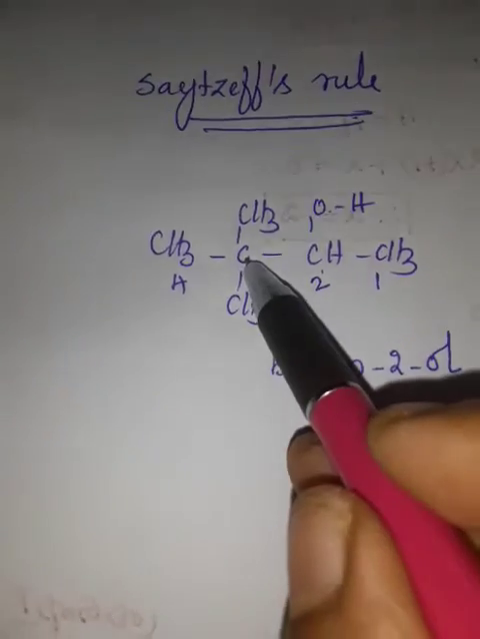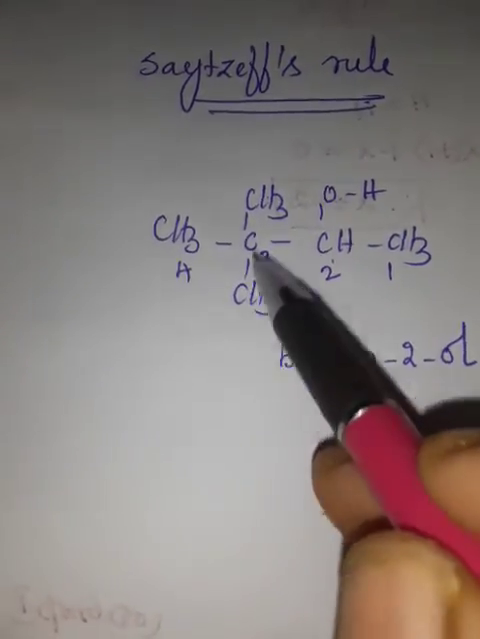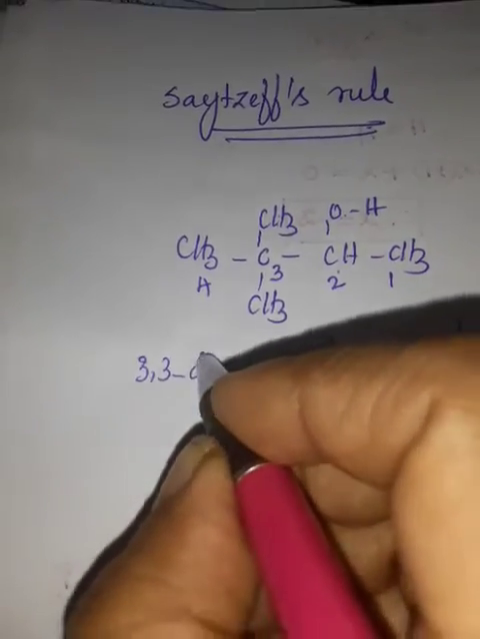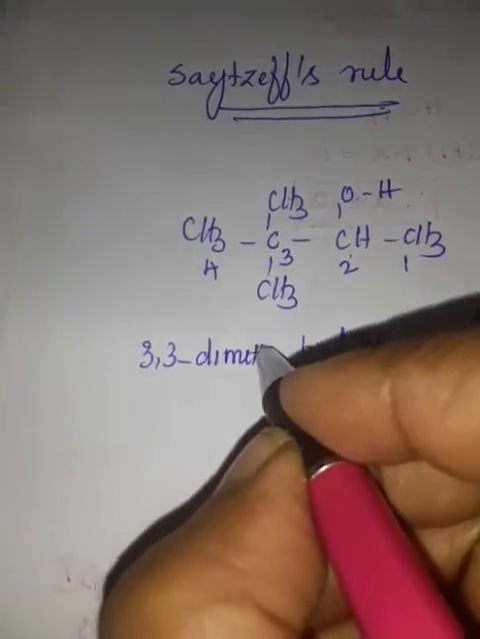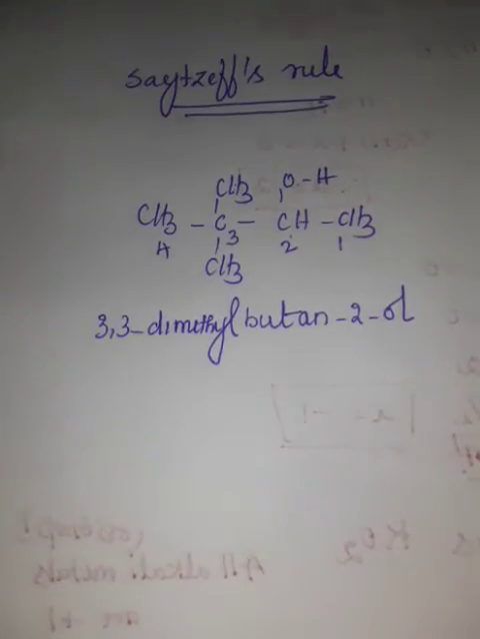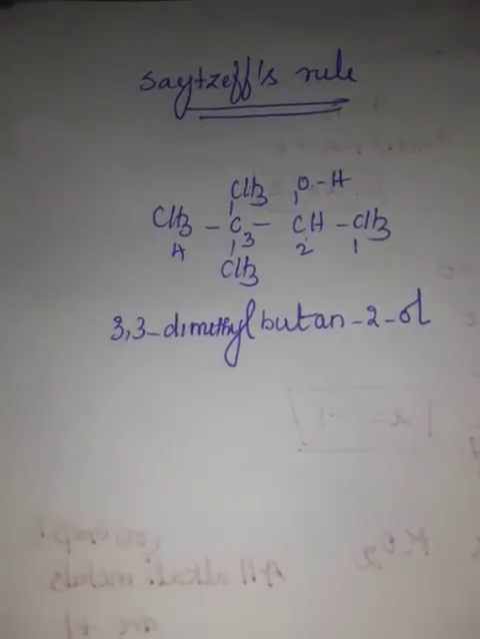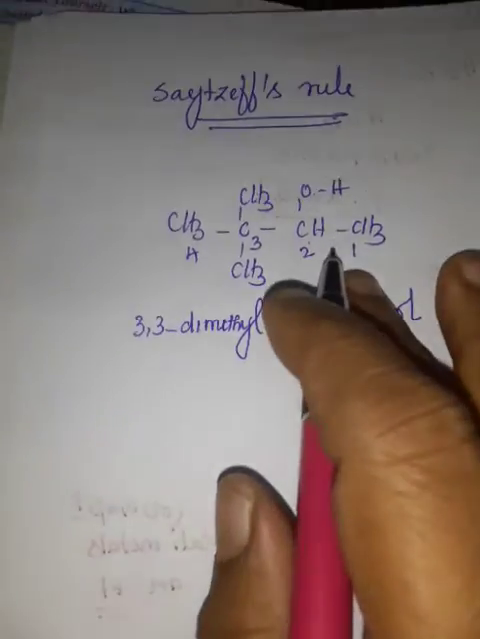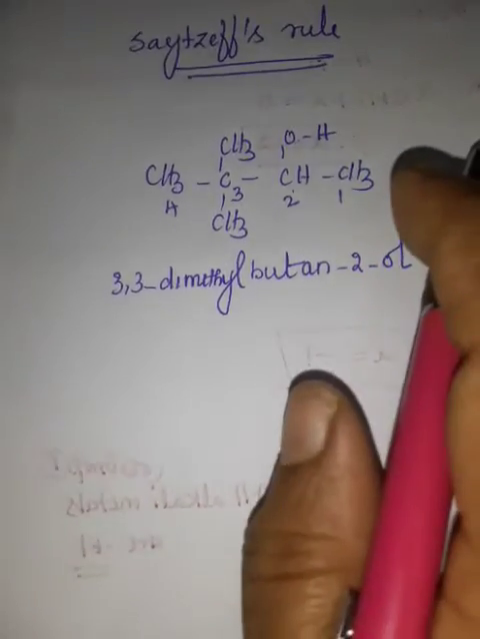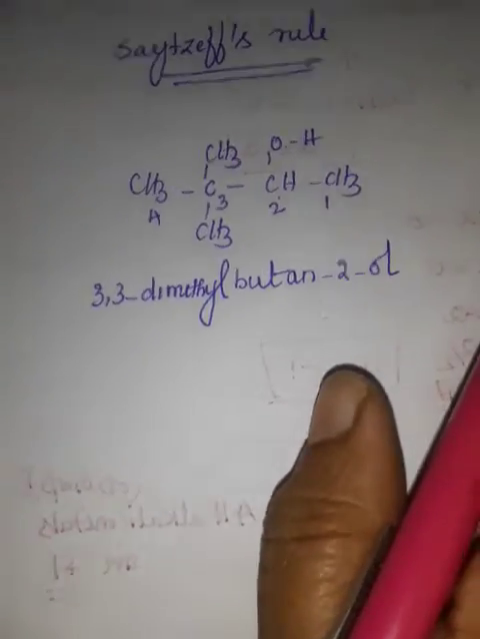Next, the third carbon has 2 methyl groups, one here, one here. So the prefix is 3,3-dimethyl. 3,3-dimethylbutan-2-ol. Now this is the starting compound. Now we are going to see the dehydration, how it happens.